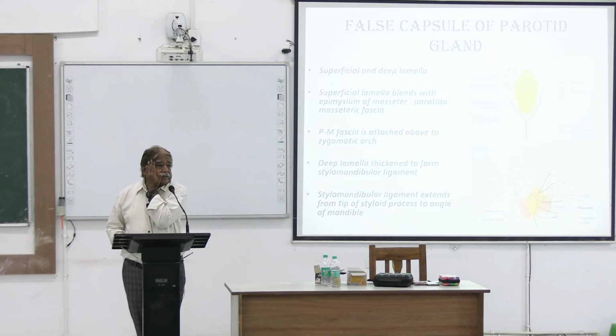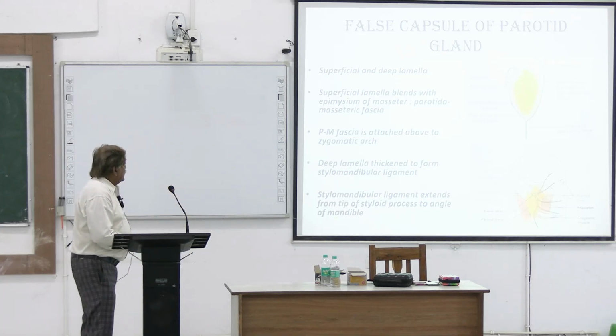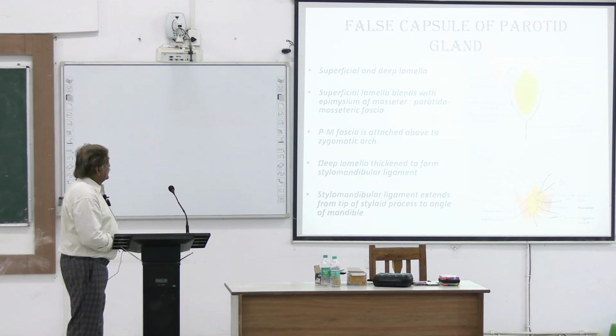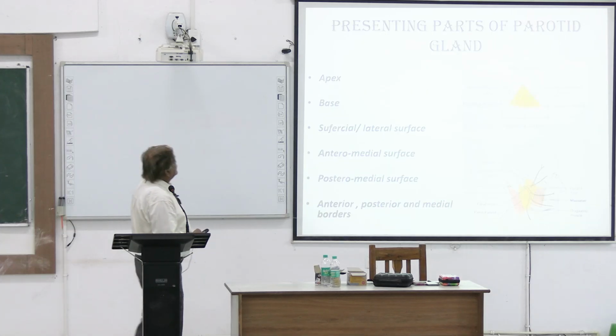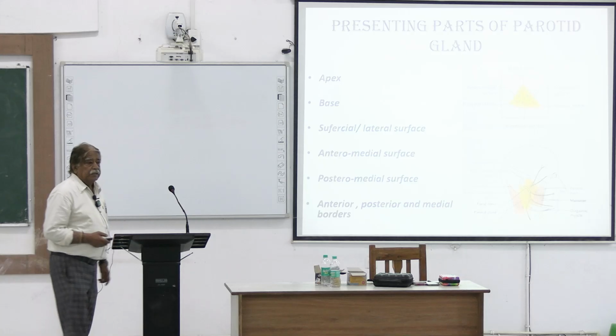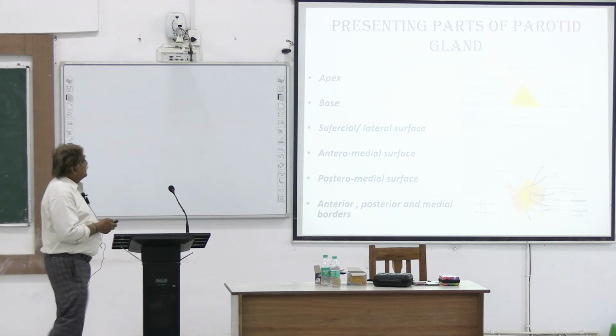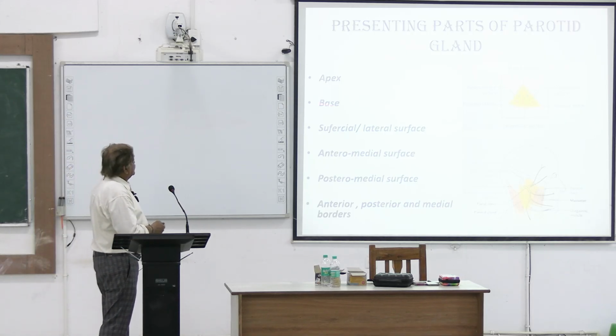So it is covered like this. The stylomandibular ligament extends from the tip of the styloid process to the angle of the mandible. Presenting parts of the parotid gland: it is pyramidal in shape. It has an apex, base.